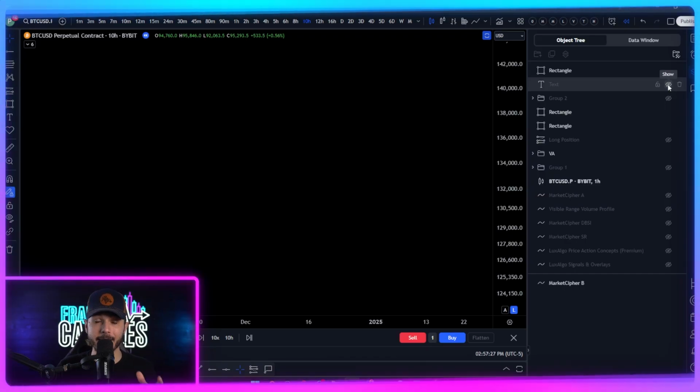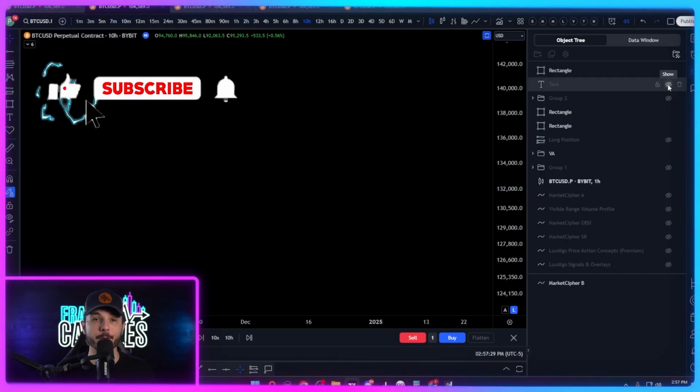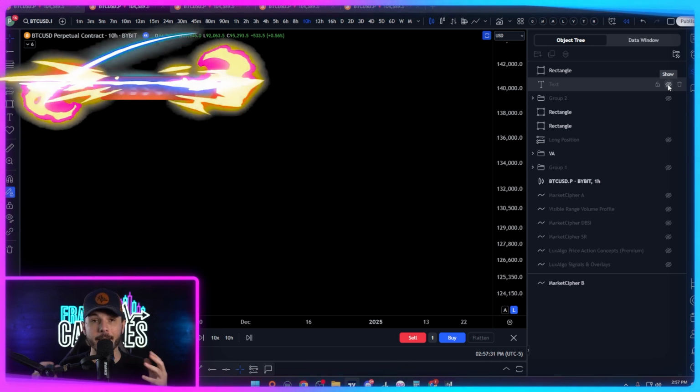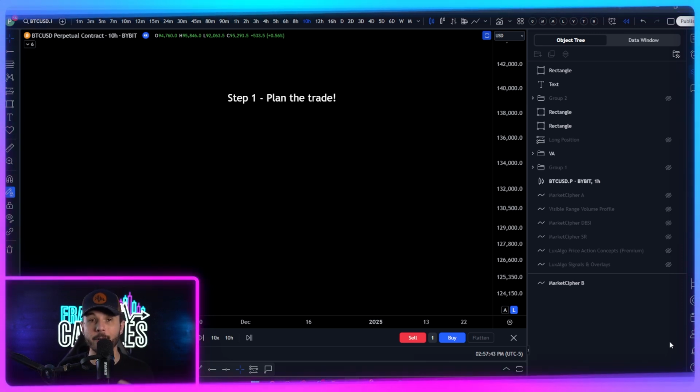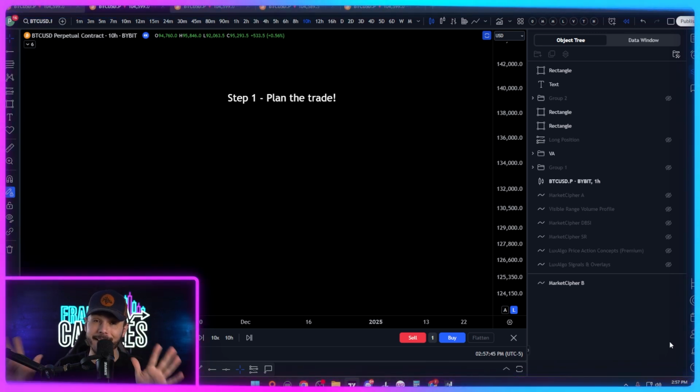Now, before we get into the actual trade recap, guys, I want to break down those 3 easy to follow steps that I use to find these high probability setups. Number 1 is going to be to plan your trade. You have to have a plan for your trade. If you don't have a plan, you don't know where the trade's going to go, and you're essentially just gambling at that point, which is not what you want to do.